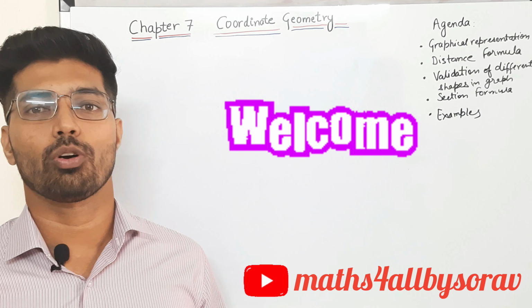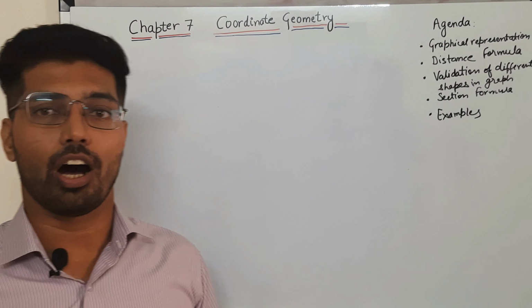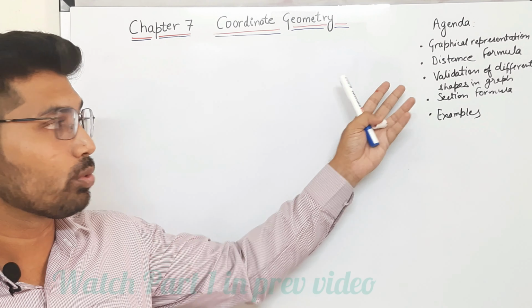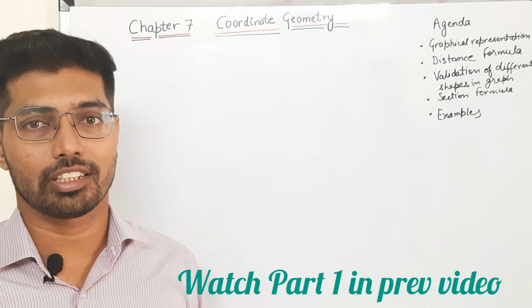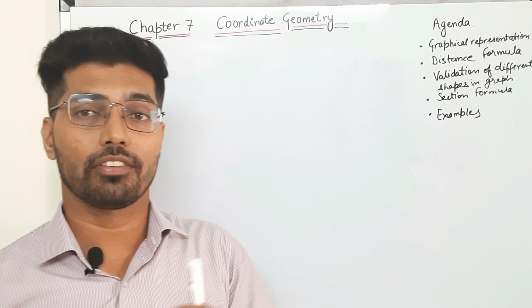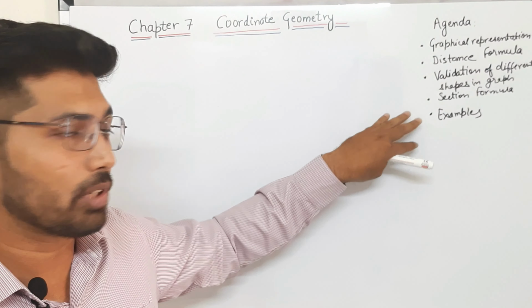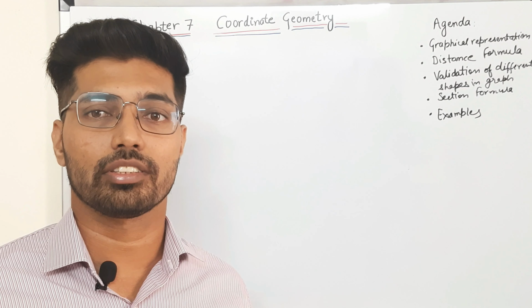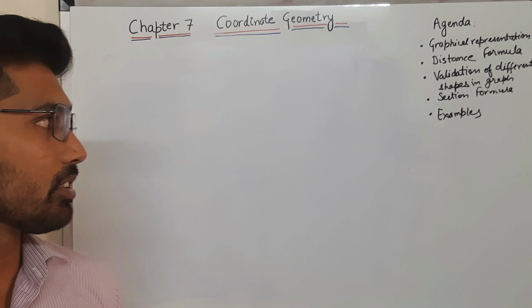Today we'll be learning coordinate geometry. This is our agenda. We will learn how to represent points or any shape on the graph, how to calculate the distance between two points using the distance formula, and we will also derive this distance formula and validate different shapes and figures in our graphical representation. Then some section formula, where one point divides two points in a ratio, and we will also derive the section formula and do some examples.